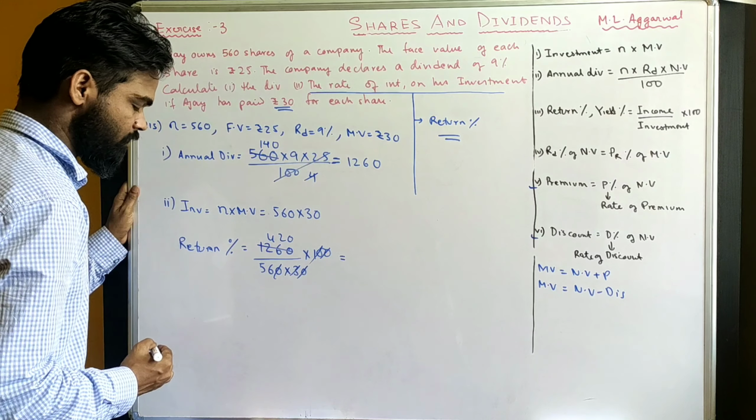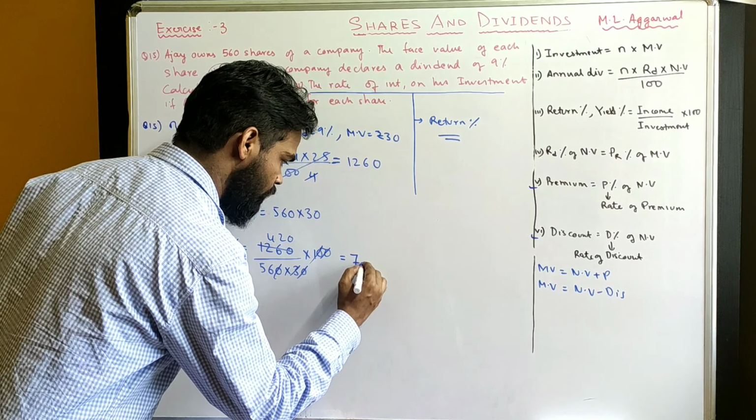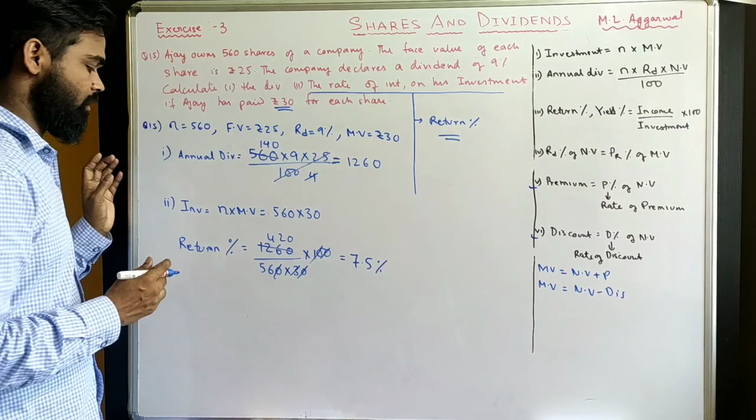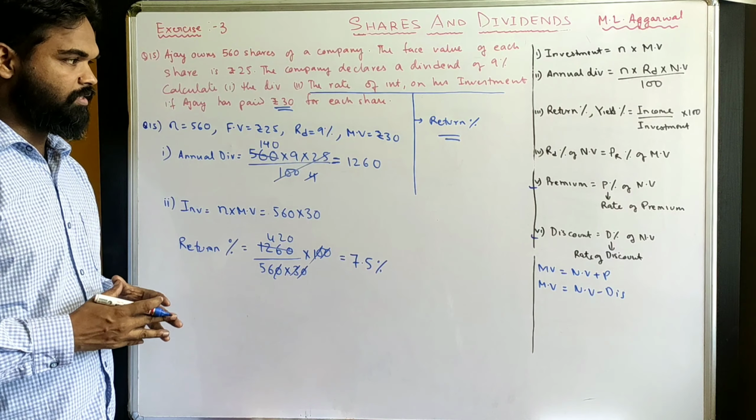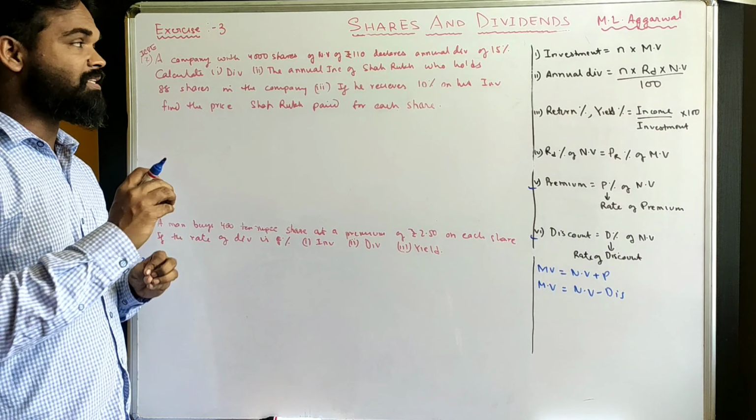Which is how much? Which is 7.5%. Done. Now let us look at the next sum. Now look at sum number 17.